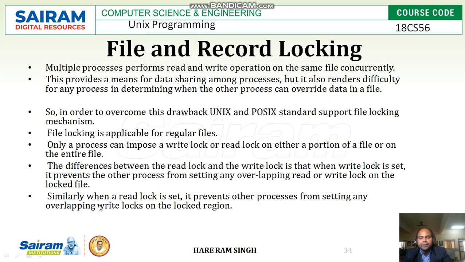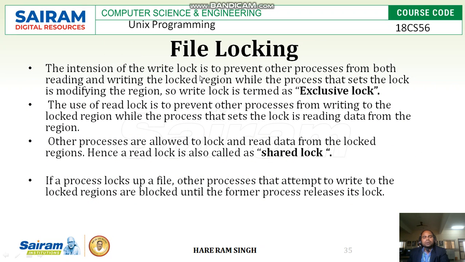Similarly, when a read lock is set, it prevents other processes from setting any overlapping write lock on the locked region. If a process has set a read lock on a particular region of a file, other processes cannot put a write lock on that file. They will be allowed to put the read lock. The intention of the write lock is to prevent other processes from both reading and writing the locked region while the process that sets the lock is modifying the region. So the write lock is termed an exclusive lock. Once a write lock is set, other processes cannot have any read lock or write lock.